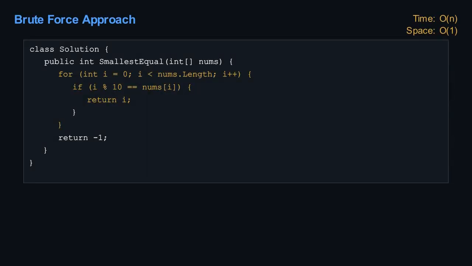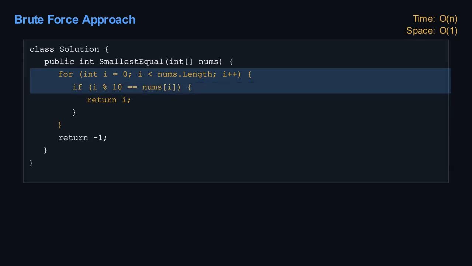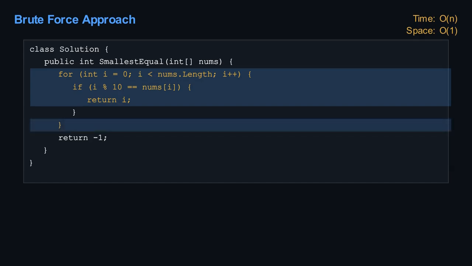The naive approach is a simple linear scan. For each index i, compute i modulo 10 and compare with nums[i]. This is already O(n) time and O(1), constant space, and there's no redundant work because each index is checked exactly once. So the brute force is actually optimal.